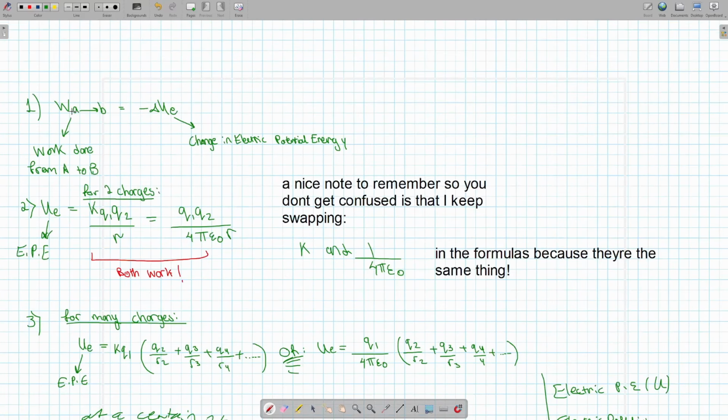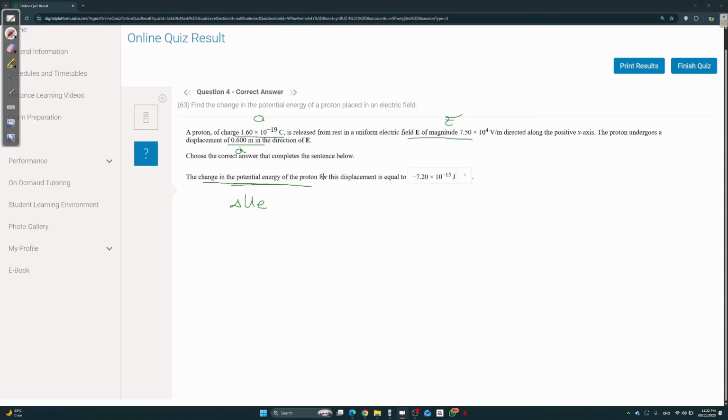We know that from any point A to B, when you're moving, the change in potential energy is going to be equal to the negative of the work. Now, what do we know about the work? We know that the work is equal to Q times V. So delta U is equal to the negative of the work done from point A to point B, and this is just Q times V, so negative Q times V.